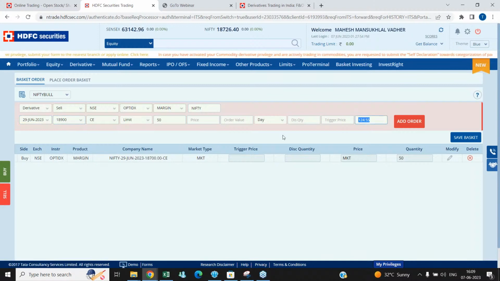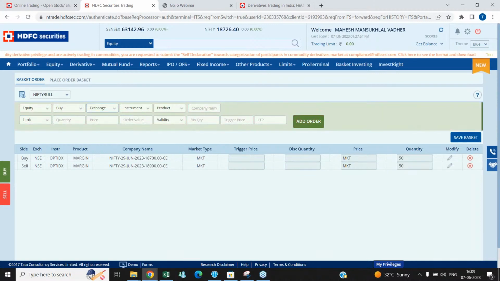So current market price is 124. So you will be able to understand what is the current market price. I want to sell it at market. So I will select as market and I will add this order and I will save this basket.